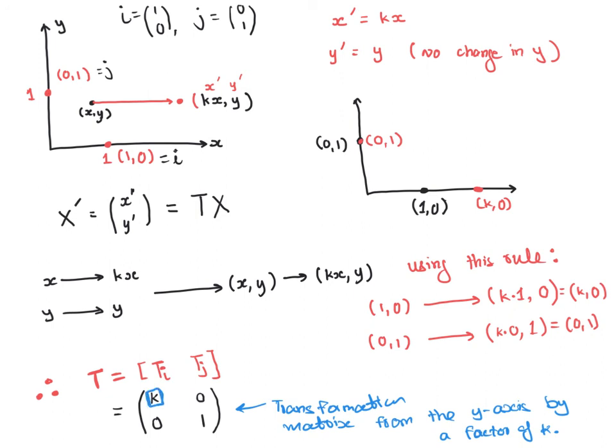Okay, so this is when you transform the point (x, y) from the y-axis by a factor of k, and this is what we get, and the matrix transformation is going to be this. All right, and in the next videos I will show the examples. This has been like 9 minutes or so, so I'll show you the examples in the coming videos. Thank you.